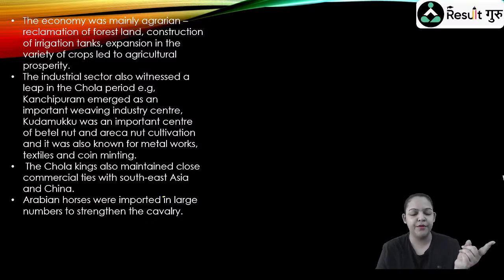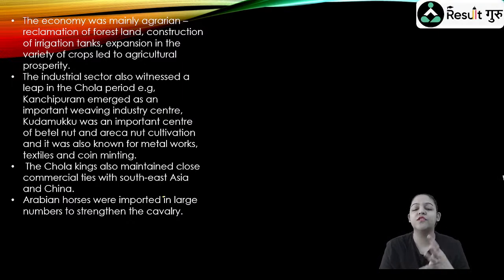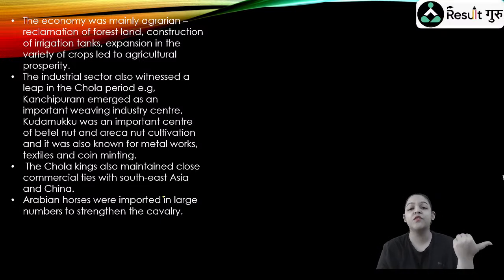I hope you remember the previous lecture. So here also we can see that they had close relations or close commercial ties with China as well. They also had trade relations with Arabia because Arabic horses were playing a very important role in the Chola cavalry. The horses were coming from here itself.